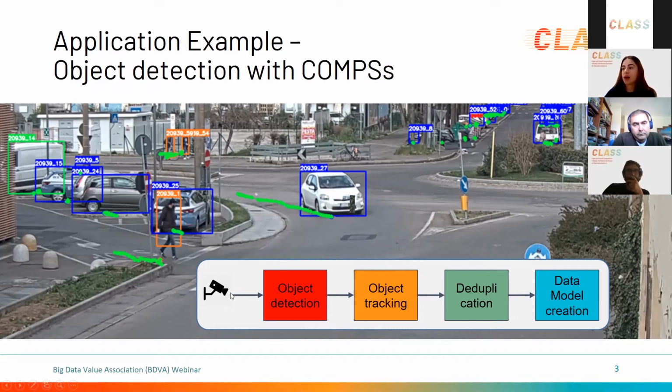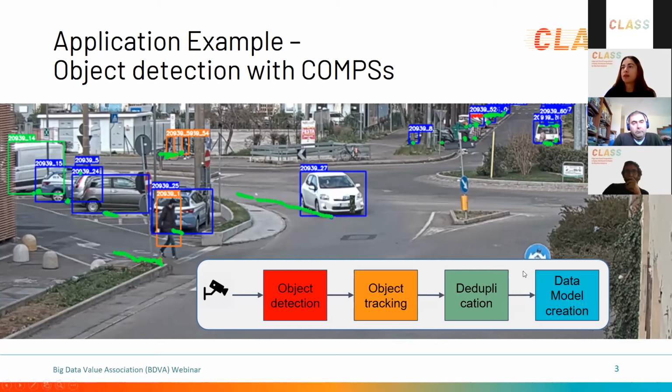Let's assume that we have a camera covering this intersection in the Massa area. And we want to perform object detection, tracking, and deduplication in case we had more sources like smart cars or more cameras, and then create a data model where we put all the information obtained by each frame into a specific data structure that we call a snapshot.